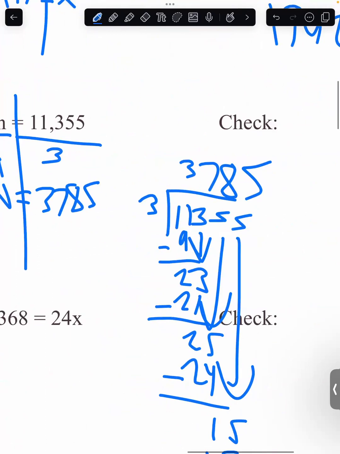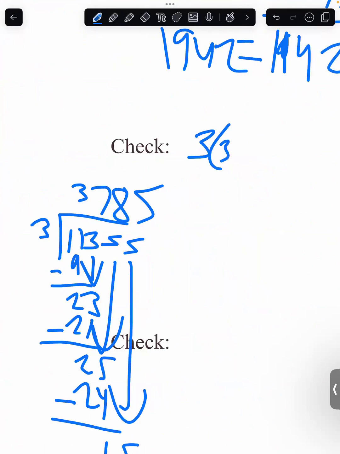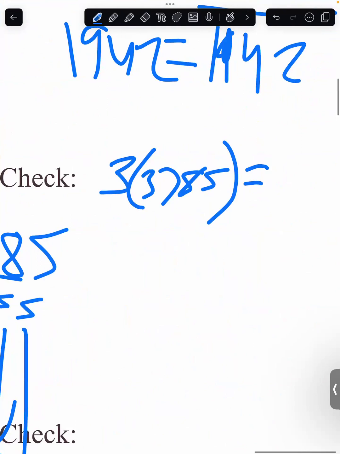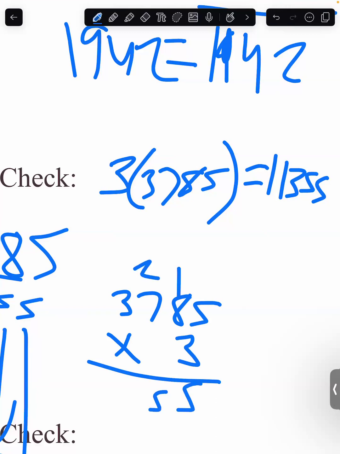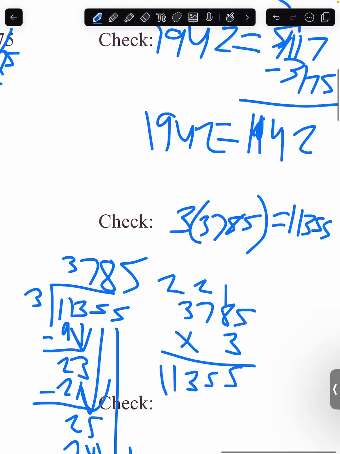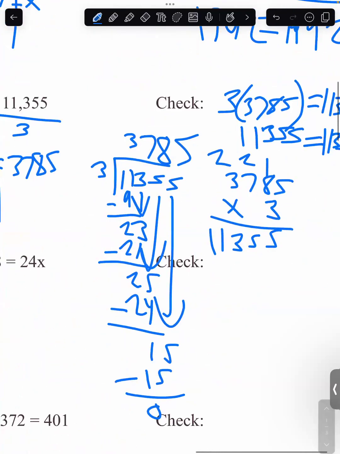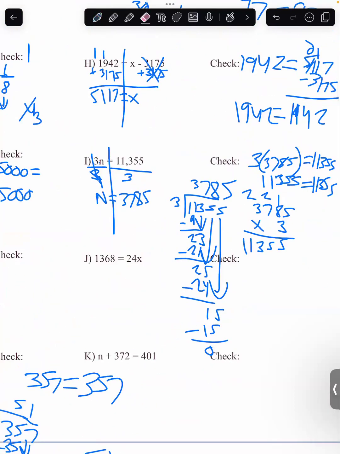All right. And then 3 times 3785 is supposed to equal 11,355. Okay, so 3785 times 3. All right, so it's 15, 21, 24. That's 9 and 2 is 11. So 11,355 does equal 11,355. All right, next.